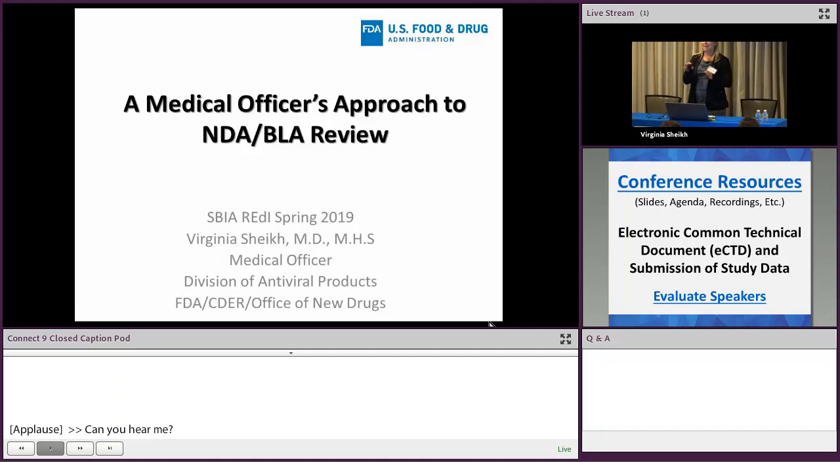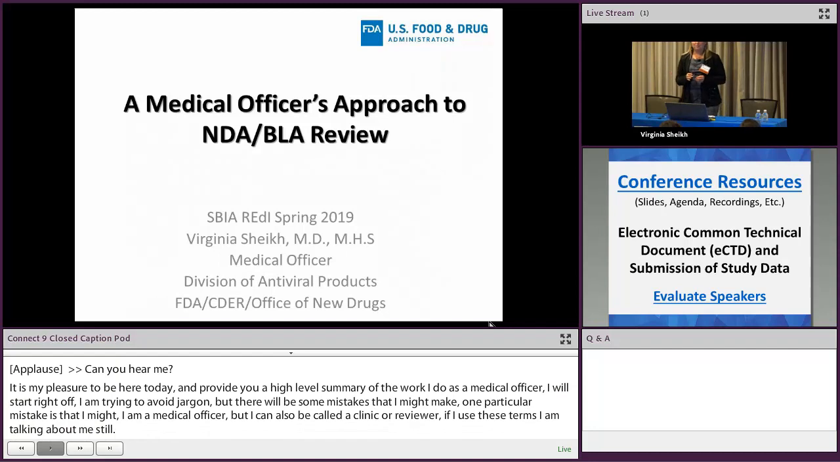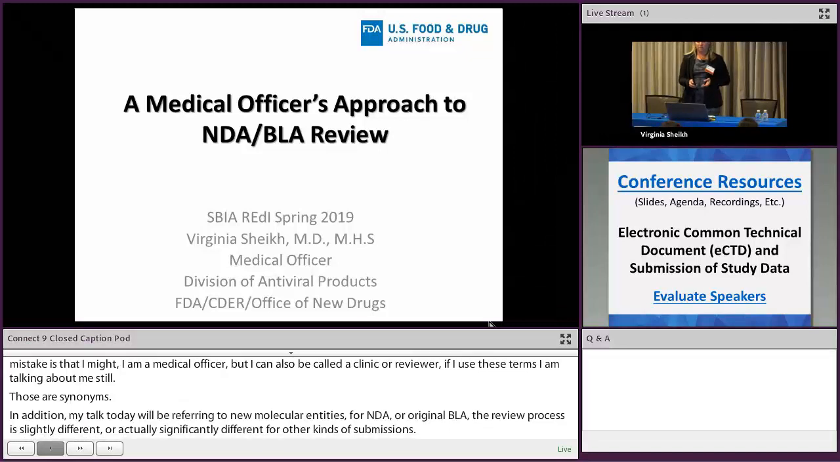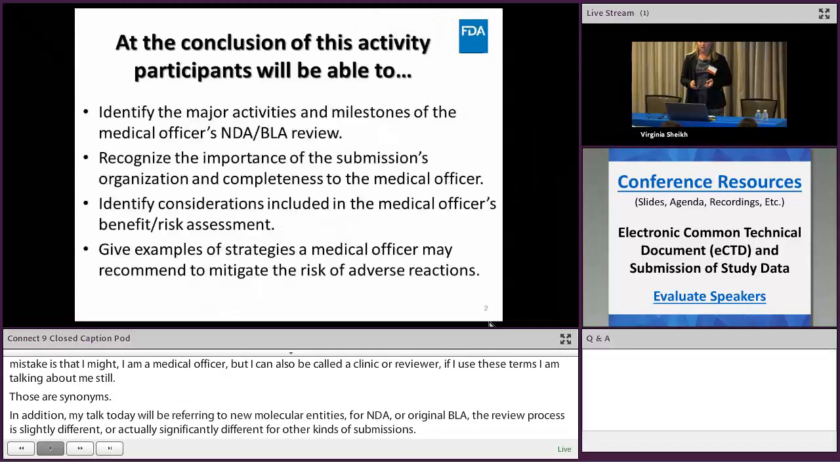So those are synonyms. And then in addition, my talk today will be referring to new molecular entities for NDAs or original BLAs. The review process is slightly different, or actually significantly different, for other kinds of submissions. But in the interest of time, I'm focusing on NMEs and original BLAs.